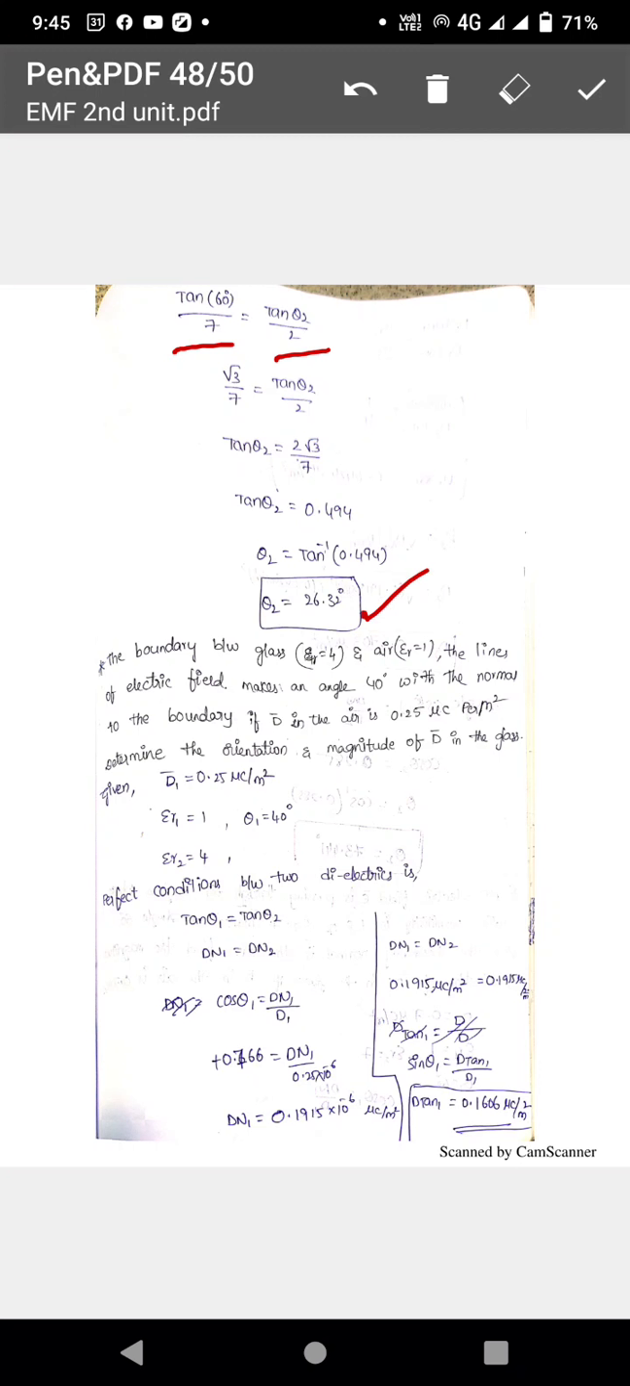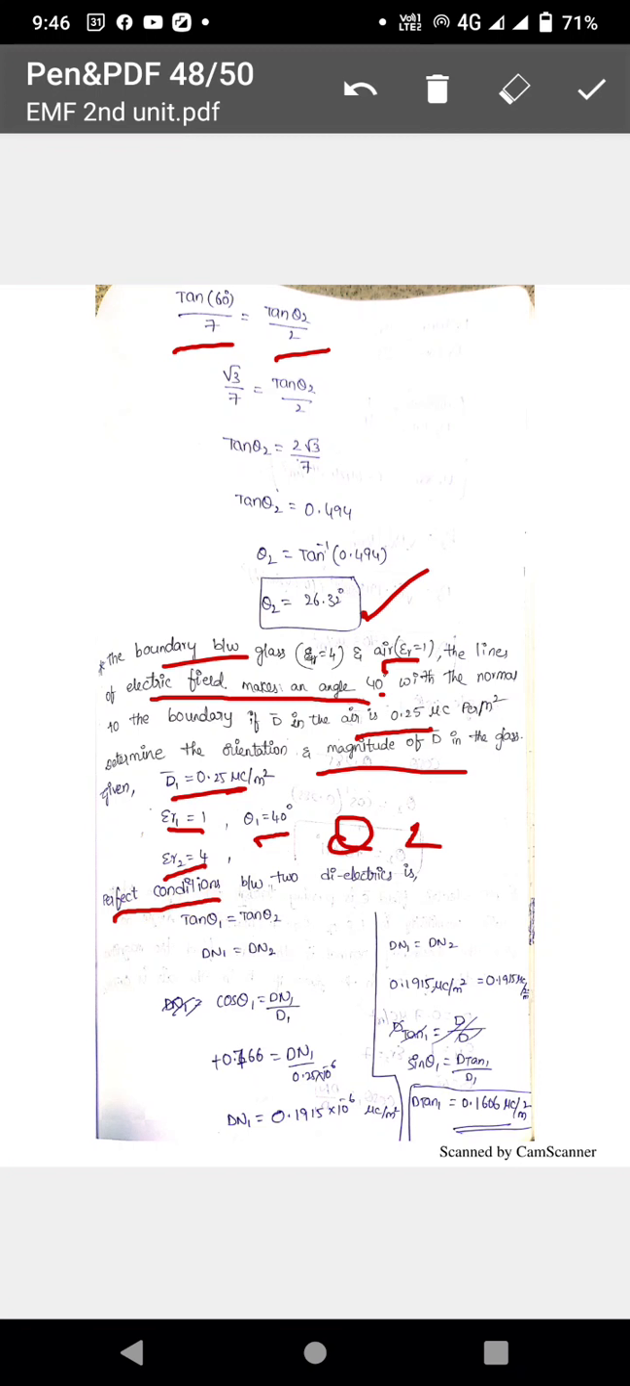Similarly, another problem. The boundary between glass, epsilon r equal to 4, and air, epsilon r equal to 1. The electric field lines make an angle of 40 degrees with the normal to the boundary. If D bar in the air is 0.25 microcoulomb per meter square, determine the orientation and magnitude of D bar in the glass. Given D bar equal to 0.25 microcoulomb per meter square, for air epsilon r1 equal to 1, theta 1 equal to 40 degrees, epsilon r2 equal to 4, theta 2 we have to calculate.